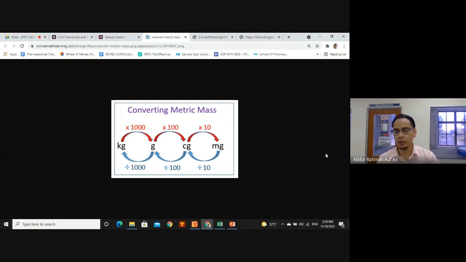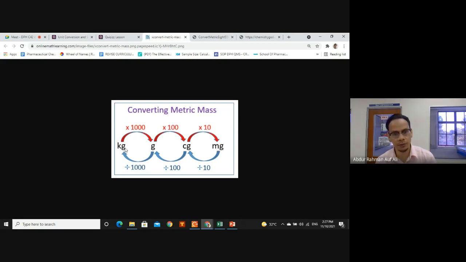Okay, what is 100 liter in milliliter? Tapi kalau kamu need to perform calculations, if you need to do work without the help of your devices, you need to understand the relationship between these units. Okay, so kat sini kalau ada metric mass, this is the unit that we convert from kilogram, gram, centigram, and milligram. So these are the factors.